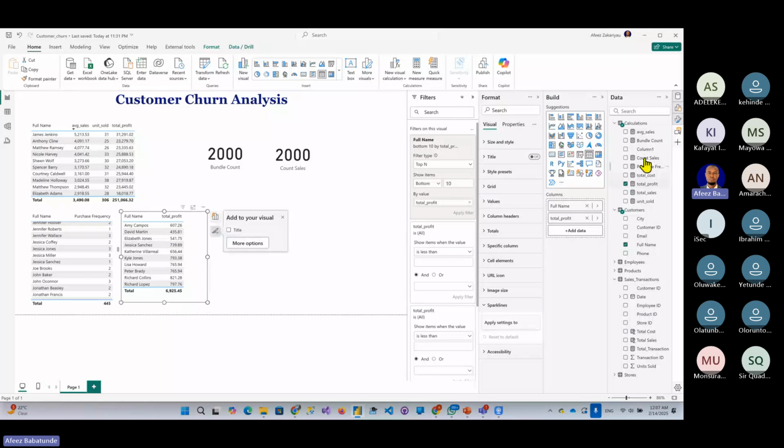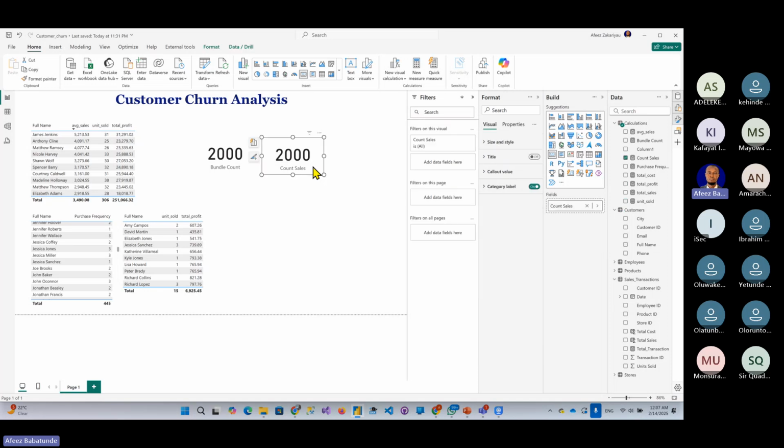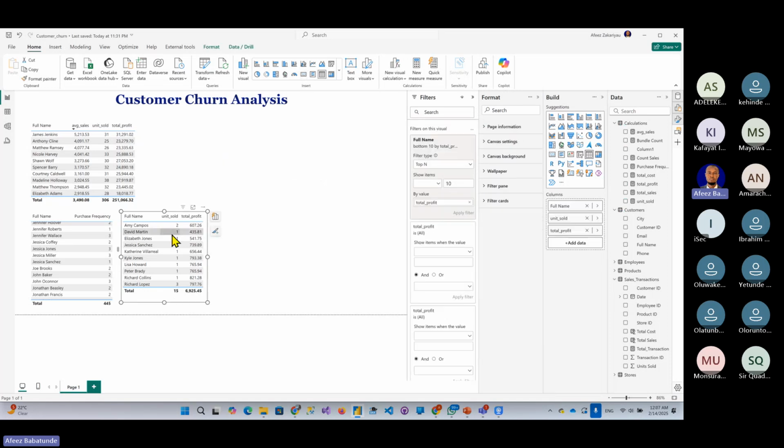And you can even have their unit sold to all these customers as well. So can you see? This customer is buying only one time from you. So you can add all those things to your analysis.